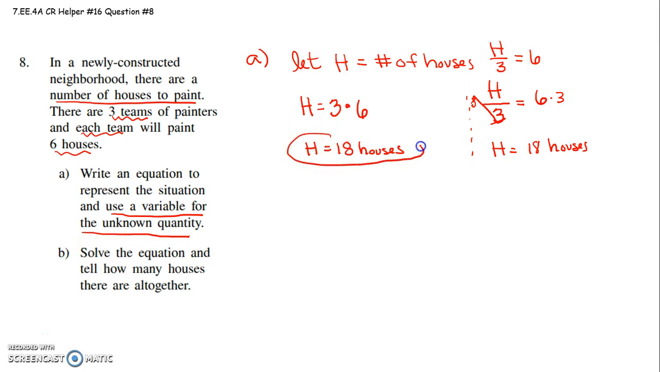So all together, whichever equation you start with, either H equals 3 times 6, or H, number of houses divided up into 3 teams, each team painting 6 houses, H over 3 equals 6, when you solve either of those equations, part B, you come up with 18 houses.